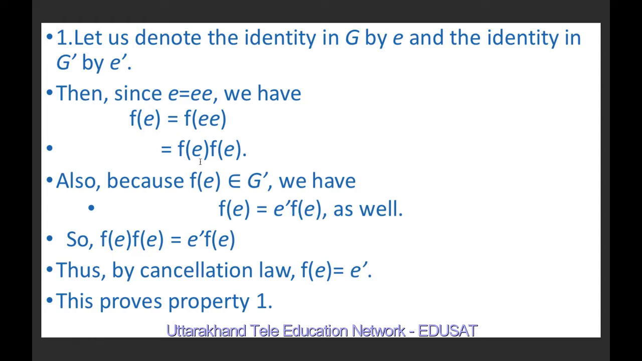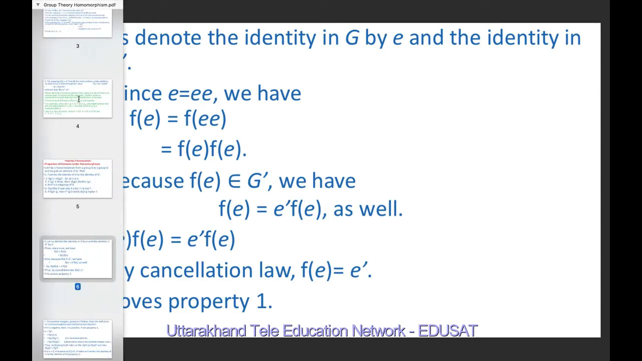Here f(e) is equal to f(e) into f(e). Here f(e) is equal to e dash f(e). So f(e) into f(e) is equal to e dash f(e), and by cancellation law, in fact by right cancellation law, f(e) is equal to e dash. This proves the first property, which states that a homomorphism carries the identity element of G to the identity element of G dash.